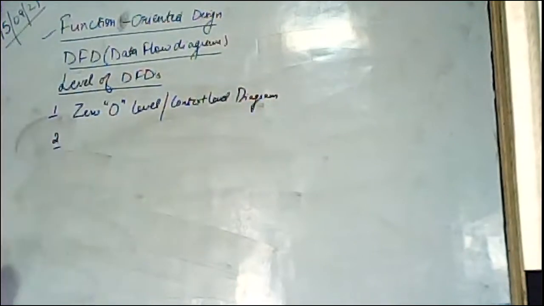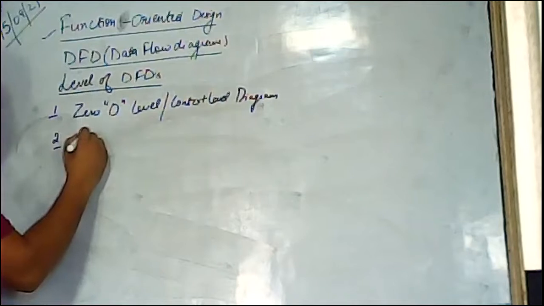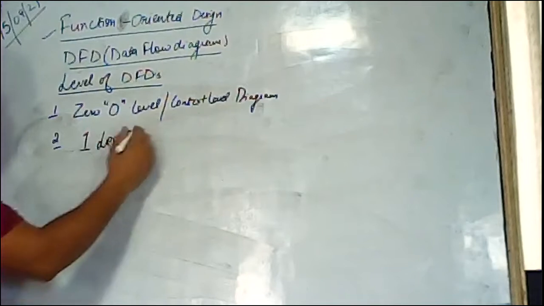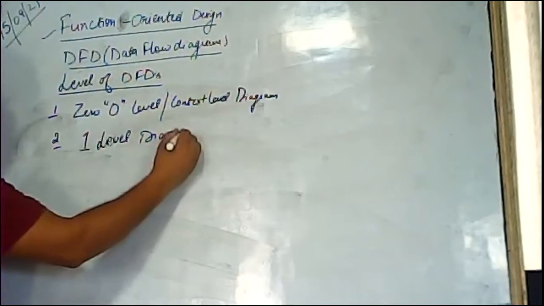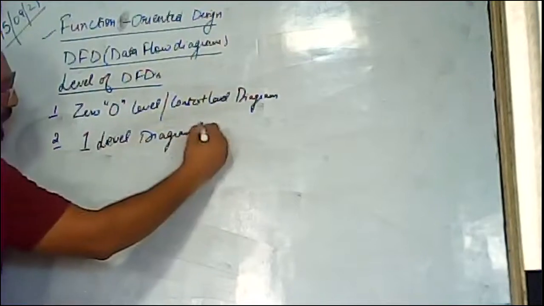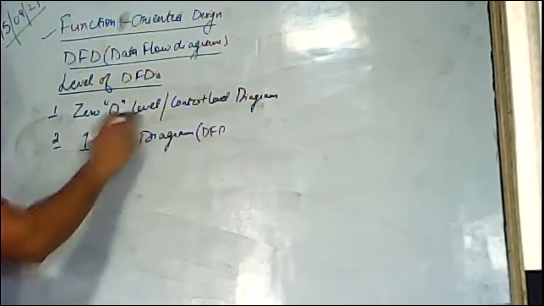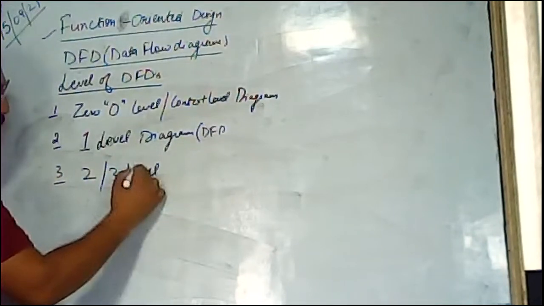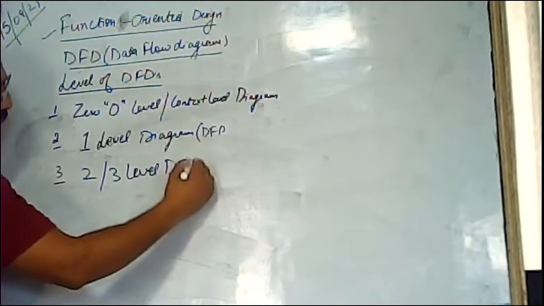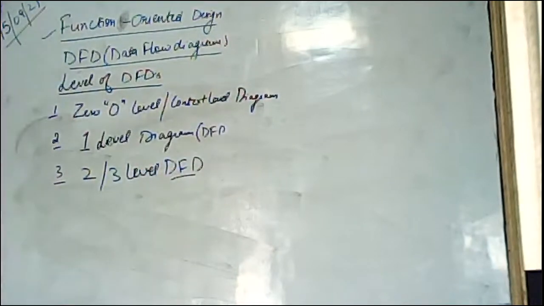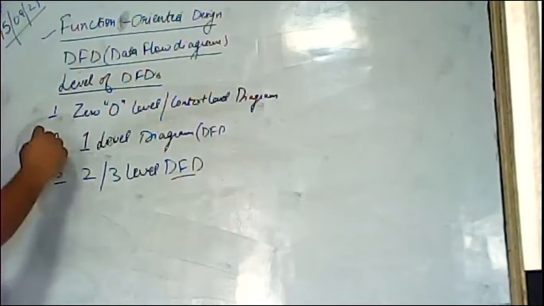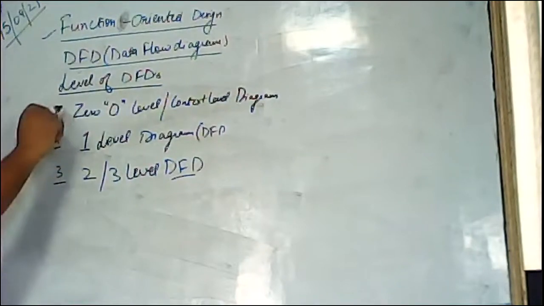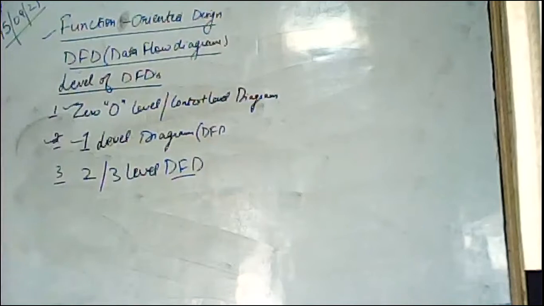Then there is the one level diagram, or you can say one level DFD. This is your zero level DFD. Then there are also two or three level DFDs. If it is a small project, you can draw your project up to one level. First is your zero level, then there is one level.